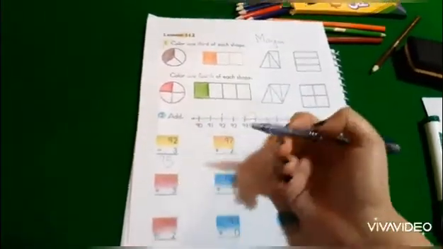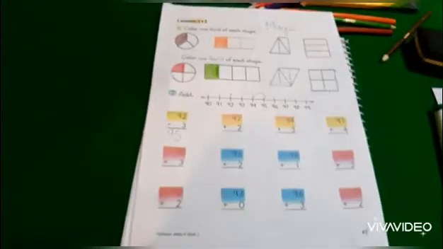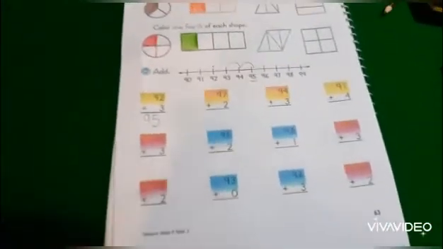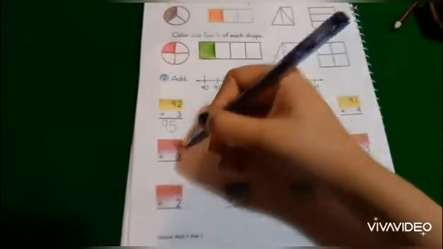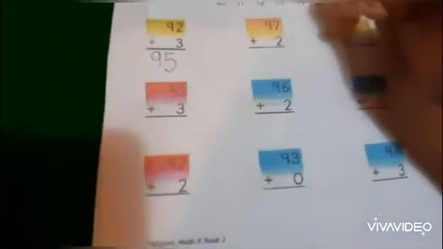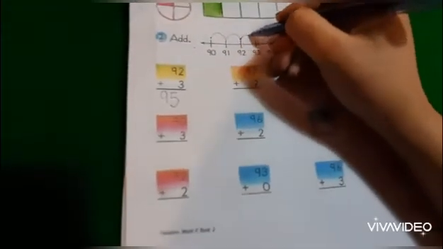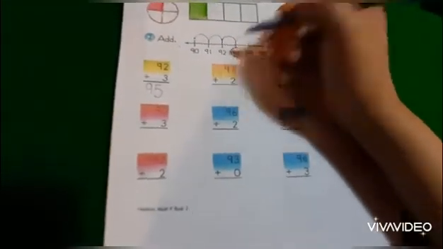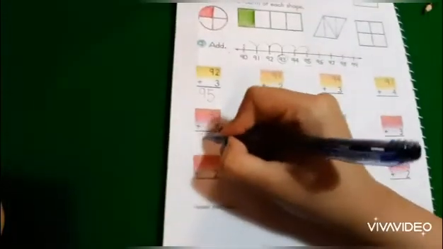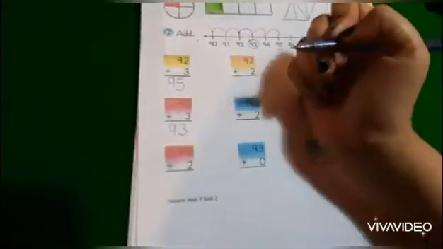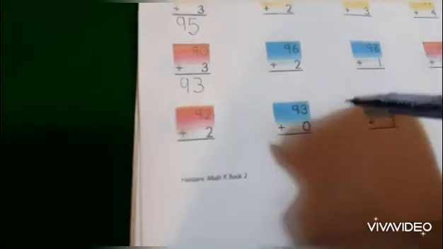Now it says 90. What does it say? 90. This is my 90 on the number line. And how many hops do I add to it? 3 hops. 1, 2, and 3. What's the number that I stopped on? The number is 93. There you go.